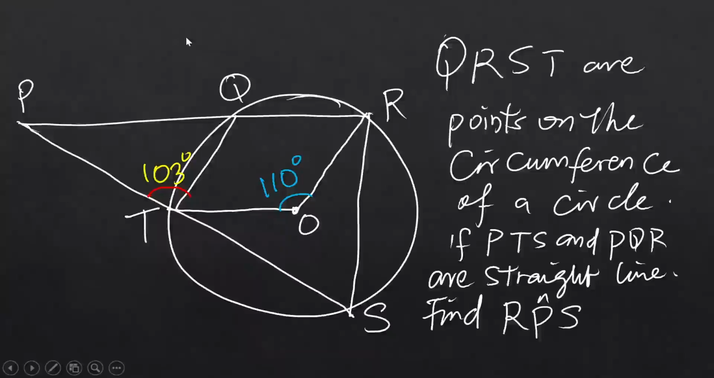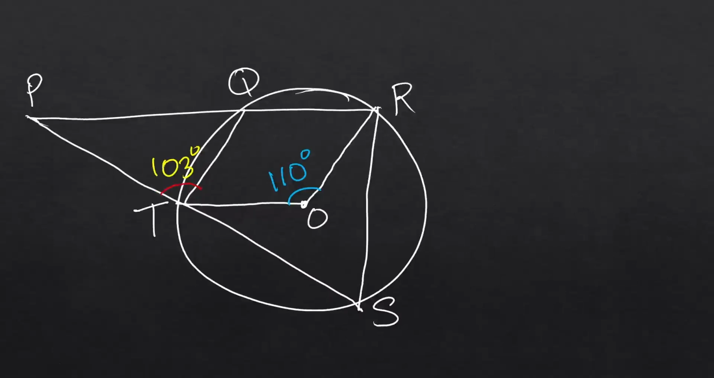Let's solve this question on circle theory. We have that Q, R, S, T are points on the circumference of a circle. If PTS and PQR are straight lines, find angle RPS. So we are asked to find this particular angle, and let me call it Y.